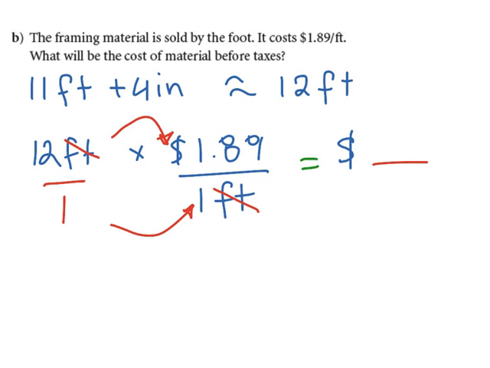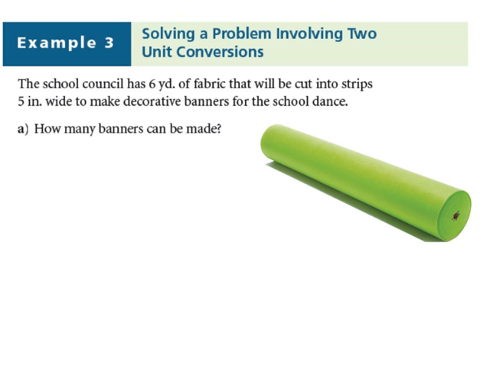Let's take a look at another example. The school council has 6 yards of fabric that will be cut into strips, 5 inches wide, to make a decorations banner for the school dance. How many banners can be made from this 6-yard fabric?